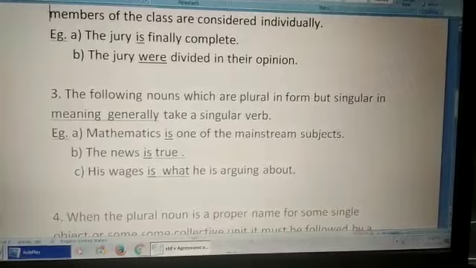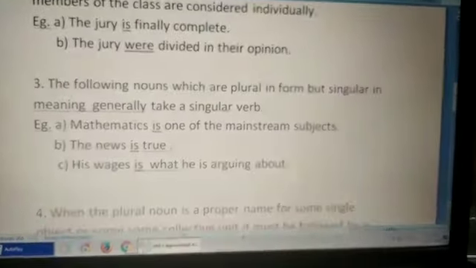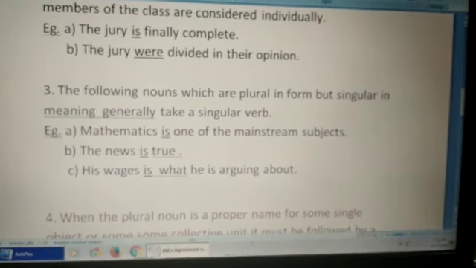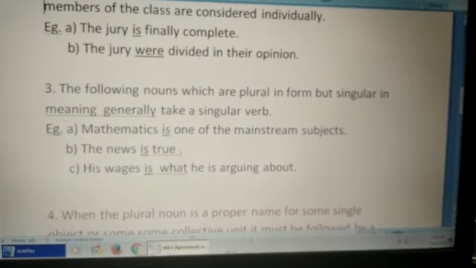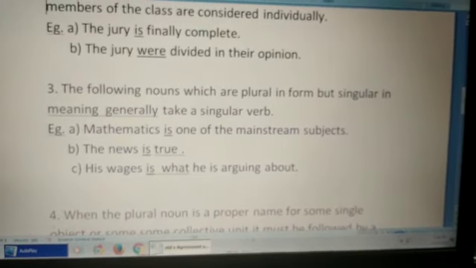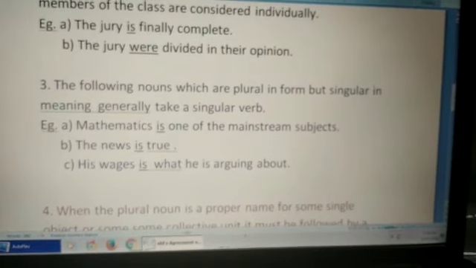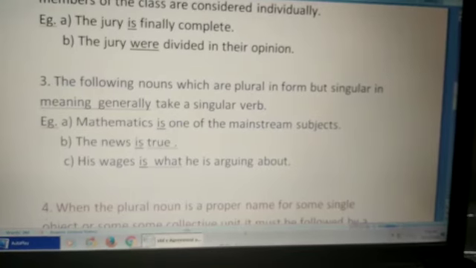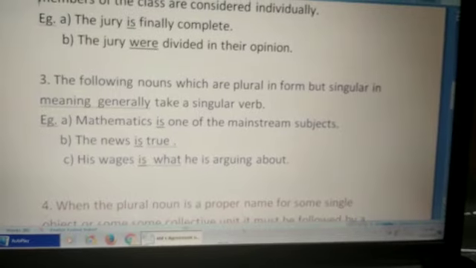The third rule is the following nouns which are plural in form but singular in meaning generally take a singular verb. Like mathematics is one of the mainstream subjects. The news is true. His wages is what he is arguing about. Even though these words are plural in form, the verb will be singular.